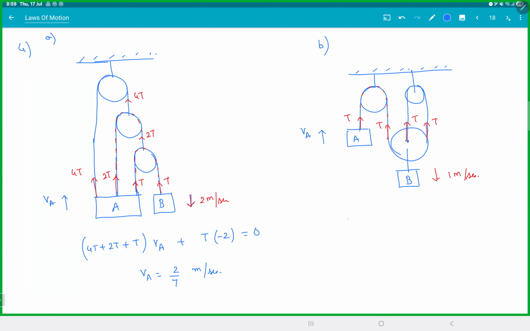So power on A will be T into VA. Power on B, there are 3 strings pulling up, so 3T, and B is going down, so minus 1, is 0. VA is equal to 3 meter per second. I think that is right over here. I'll just check where it went wrong.